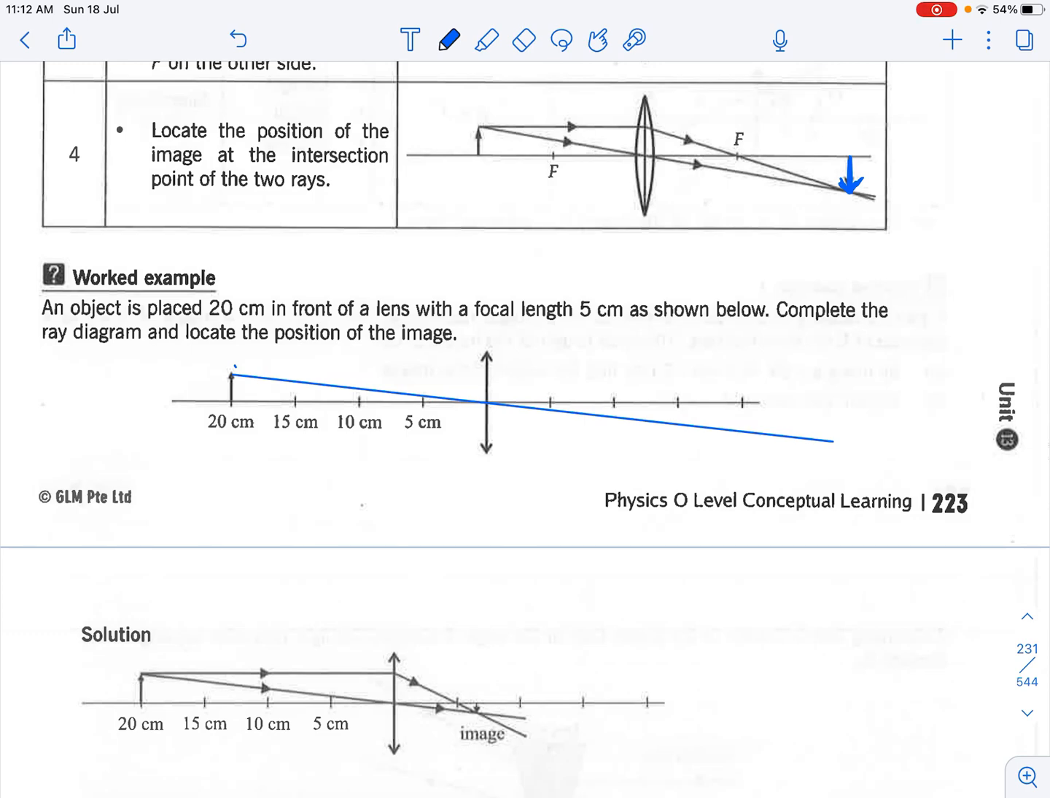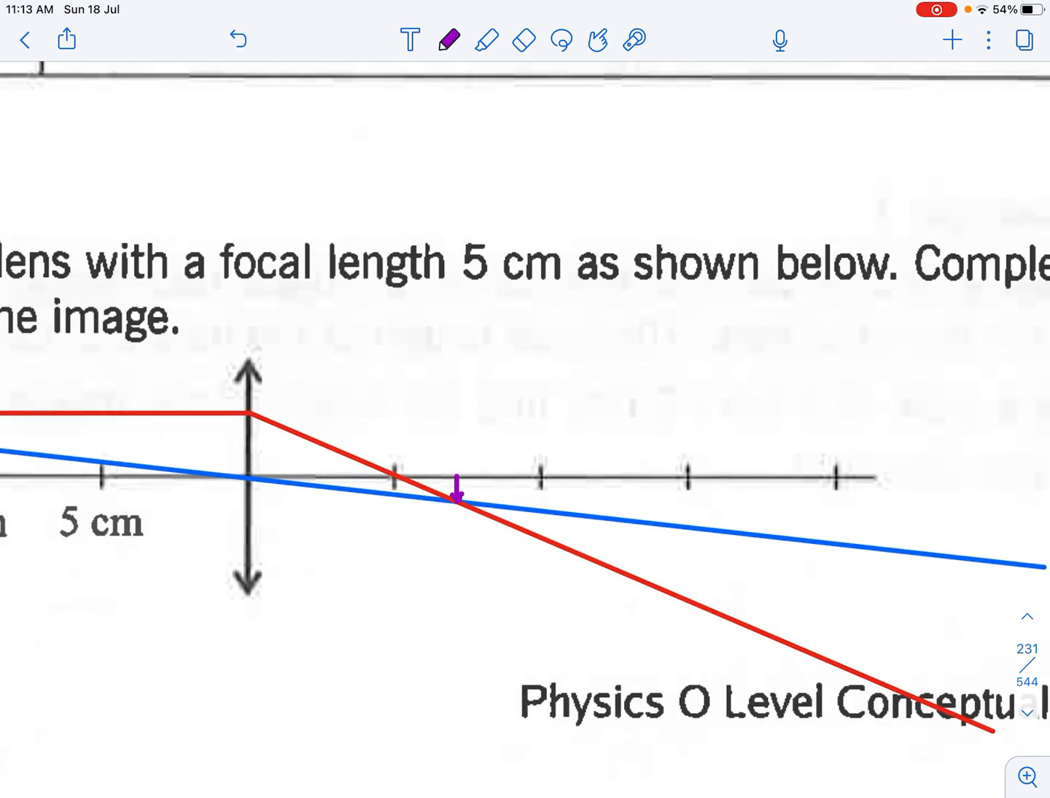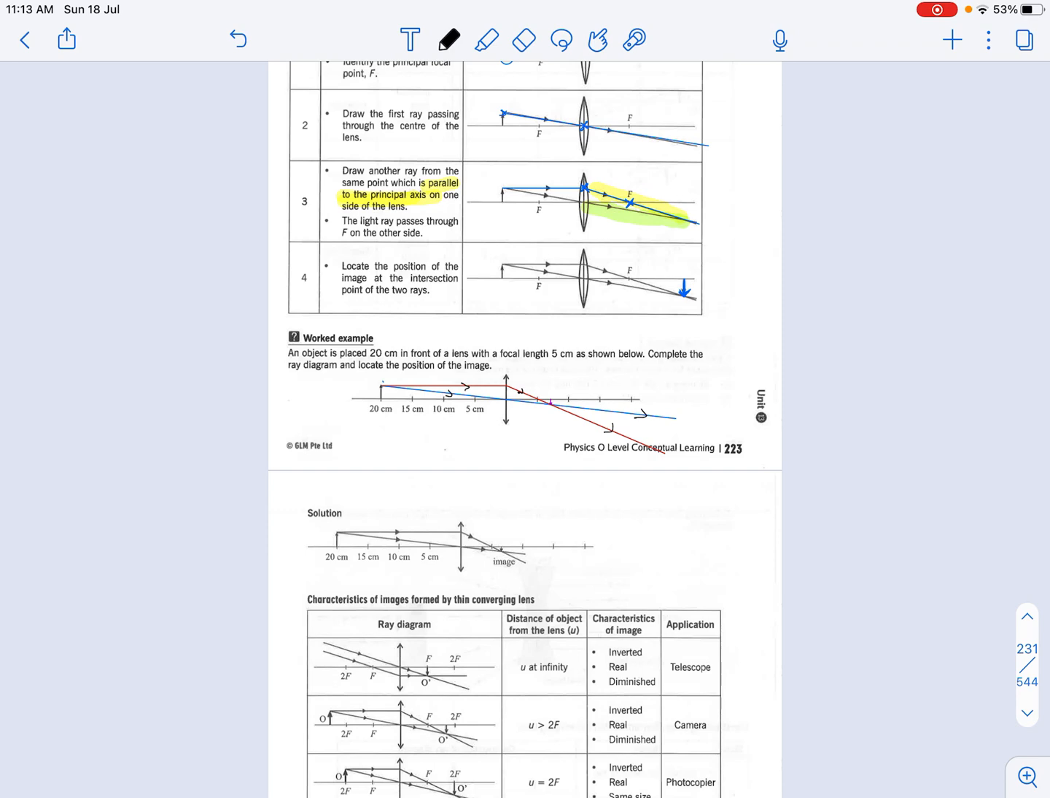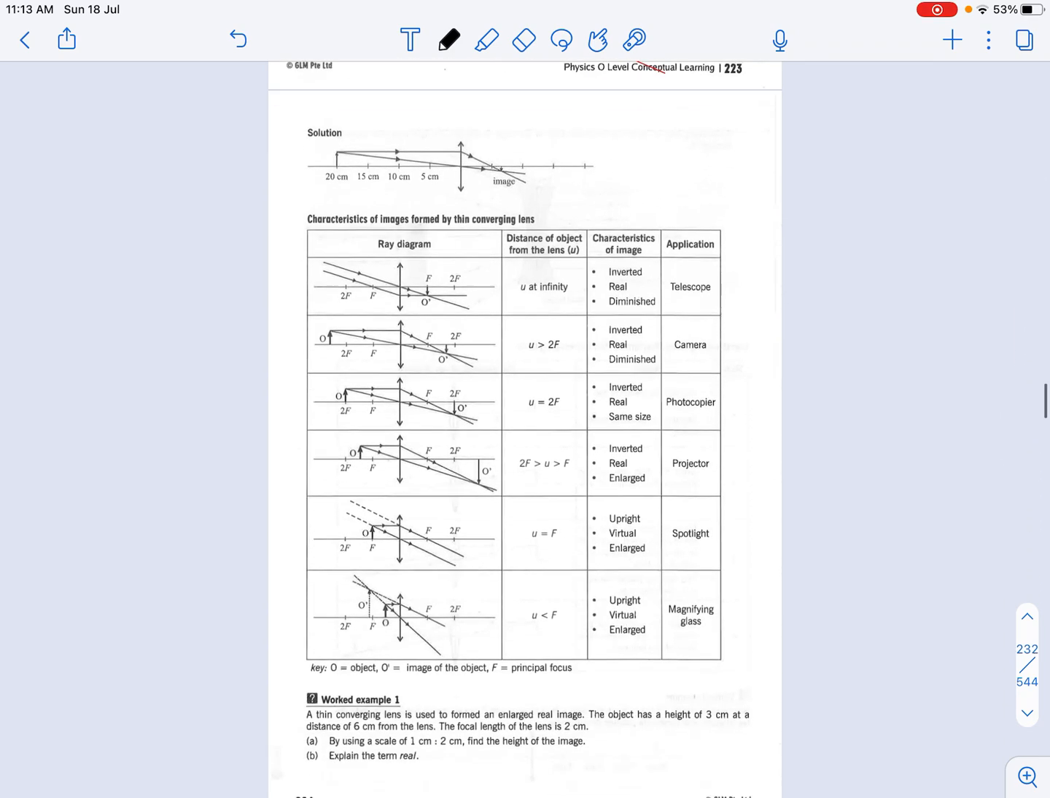Okay, next, draw a parallel line that is in line with the principal axis and denote and continue it with the first focal point. And you realize that this is where there is the intersection. You draw a straight line with an arrow to indicate this is the image. Do take note that you are also required to label all the direction of the arrow. Okay, and therefore this is the answer.